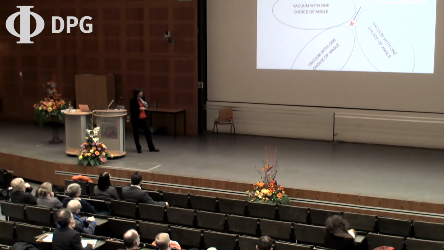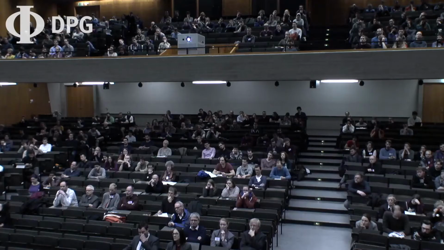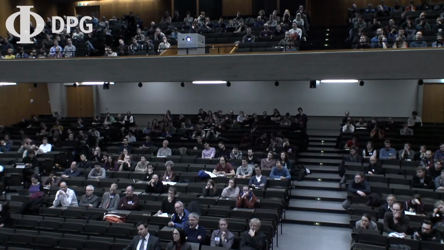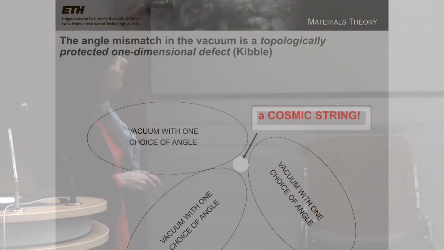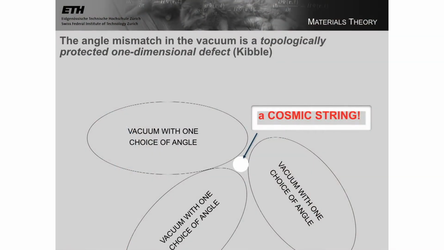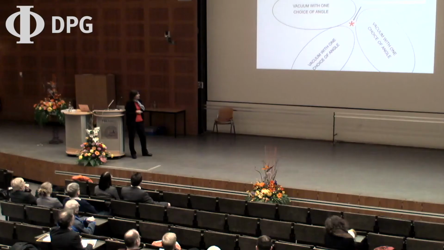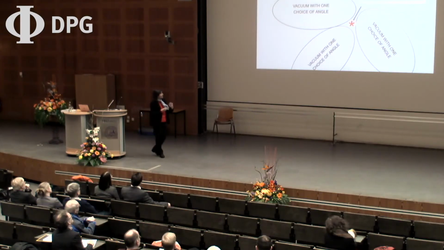It's a one-dimensional string, a one-dimensional line defect that contains the high symmetry state, the earlier part of the early universe, trapped in the low symmetry vacuum. And this is what cosmologists call a cosmic string. So this mechanism was proposed by Tom Kibble, who's also, of course, famous from Higgs boson fame. And mathematically, it's also what's called topologically protected. It's a one-dimensional defect, and this topological protection means one can't get rid of it.